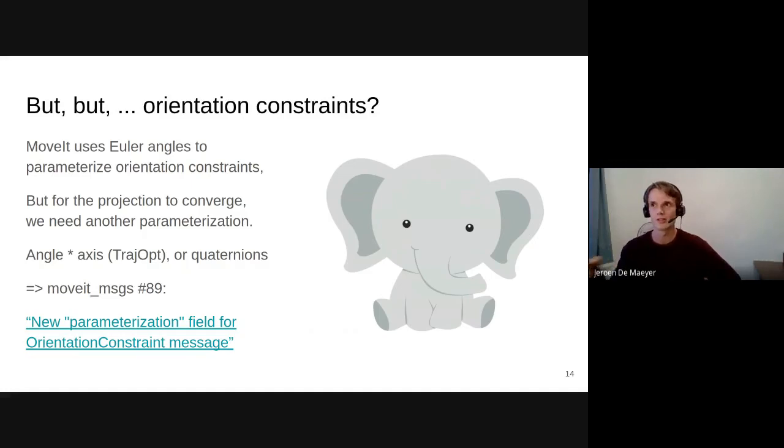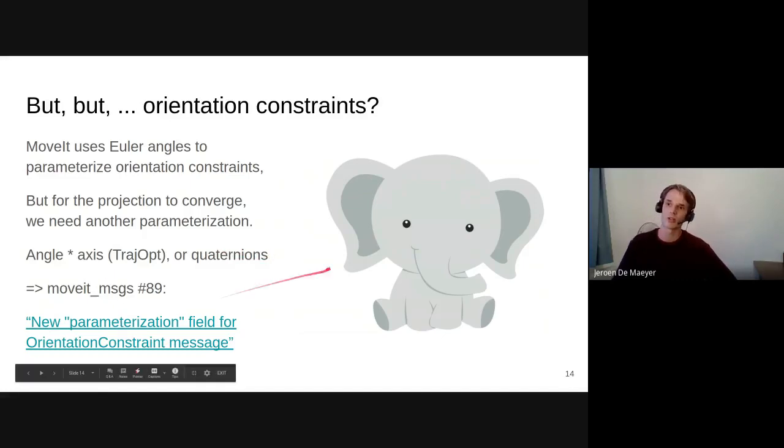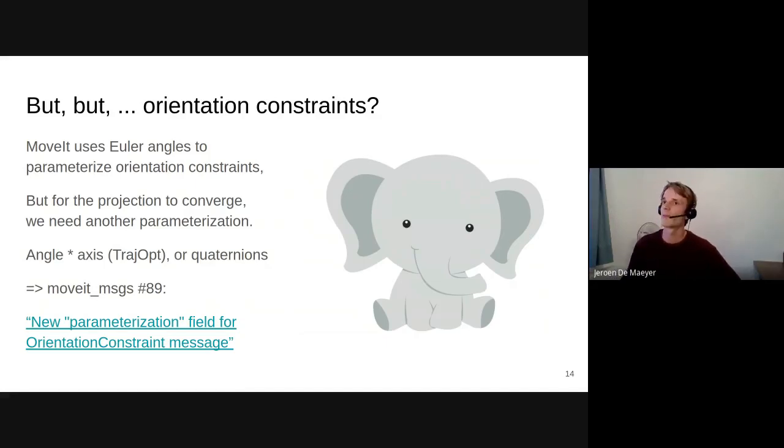So you can't really project on Euler angles, and it would be very useful if you could change parameterization to angle axis, which is already used in other planners such as Trajopt, or quaternions. So I created an issue to discuss this, how we could add another parameterization to MoveIt.